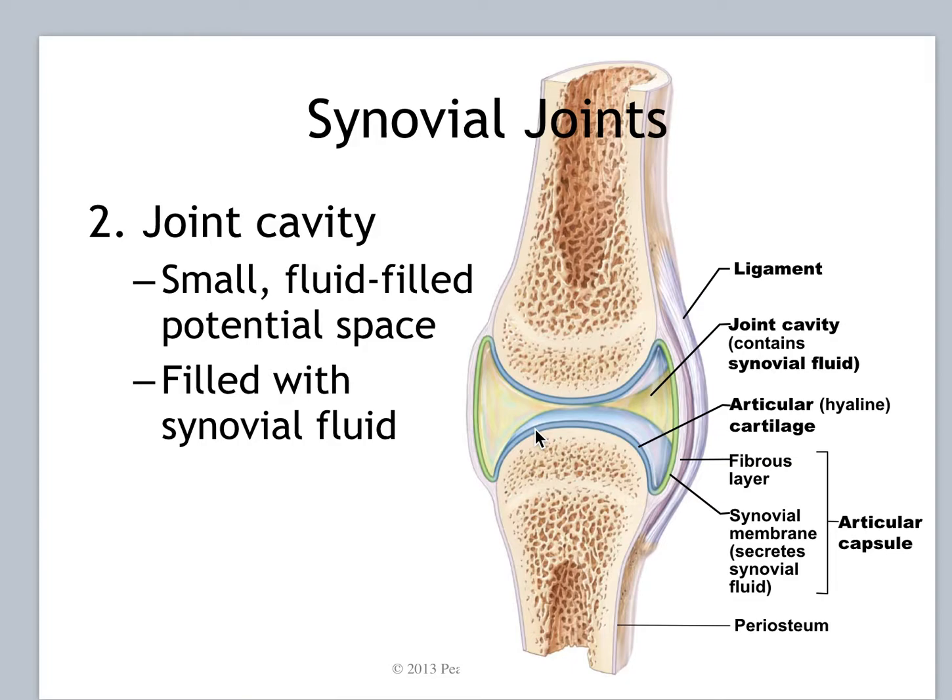The joint cavity is the space between the bones. It is a closed space bounded by ligaments and articular cartilage. And this cavity is filled with synovial fluid, which acts as a lubricant to make the joint move smoothly.